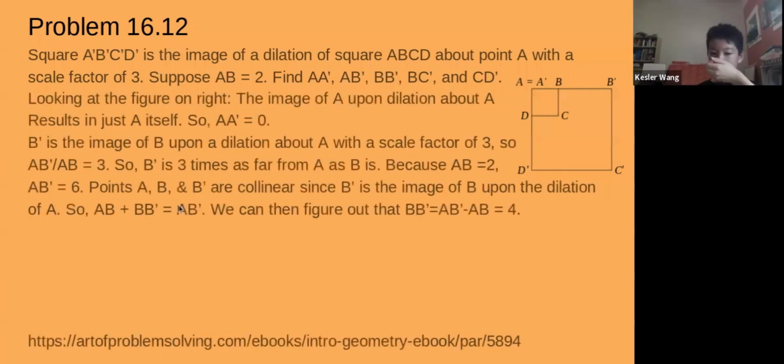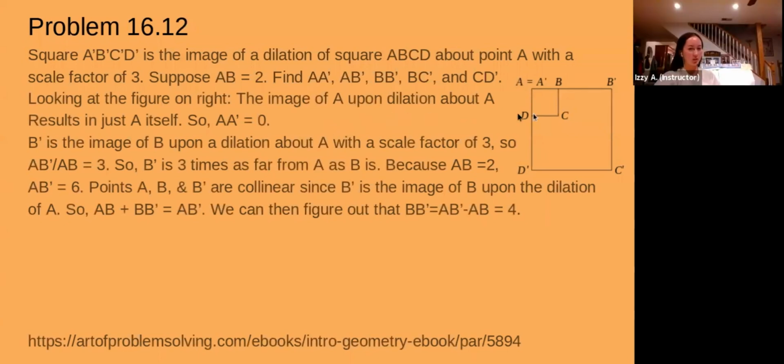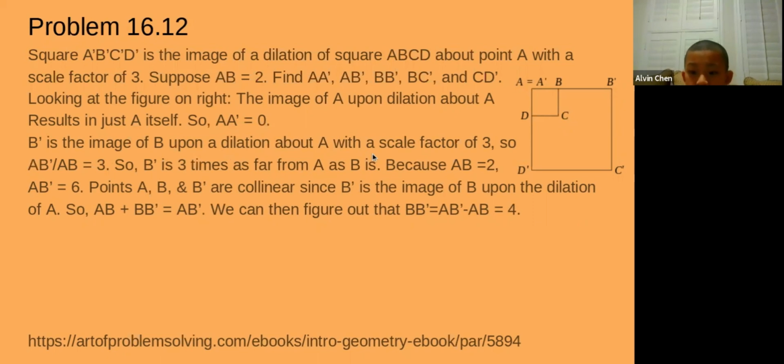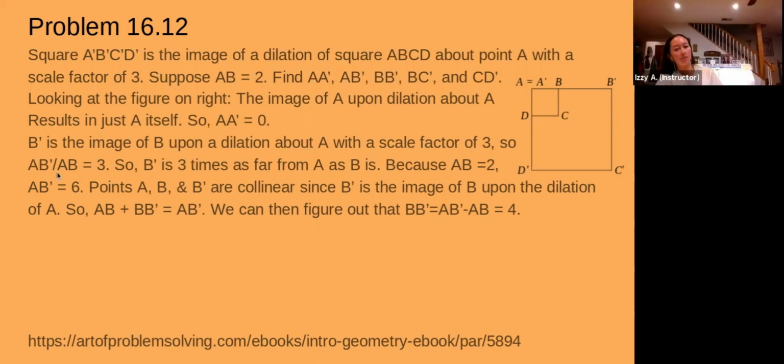Okay, I'll just post the answers. So yeah, the image of A upon dilation about A results in just A itself. So AA' is going to be equal to 0. And B' is the image of B upon a dilation about A with a scale factor of 3. So AB' divided by AB is going to be equal to 3. That means that B' is 3 times as far from A as B is. And because AB is equal to 2, you could do 2 times 3, so then that'll be equal to 6. So AB' would be equal to 6.